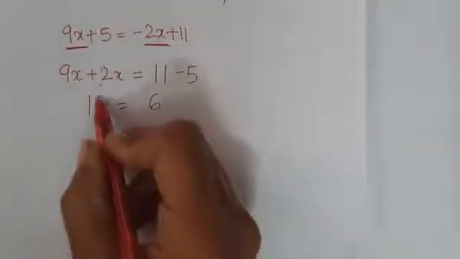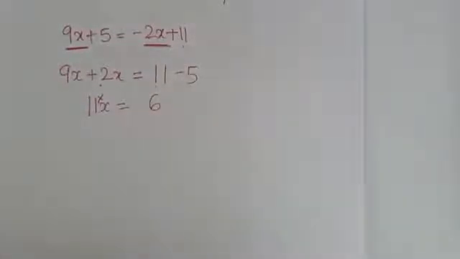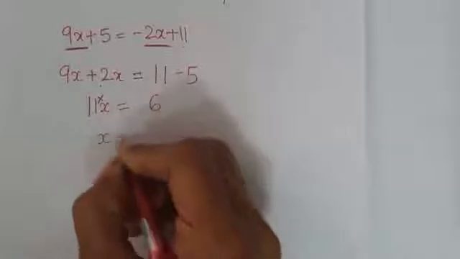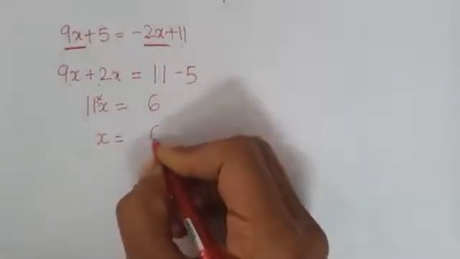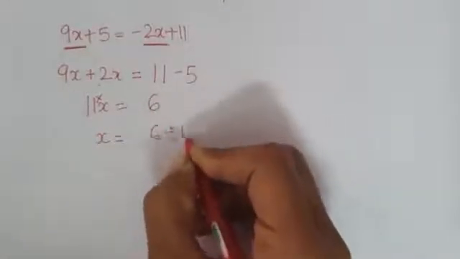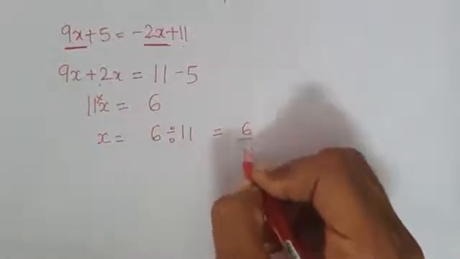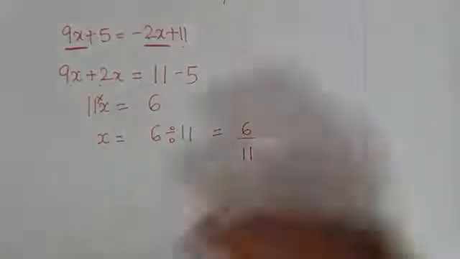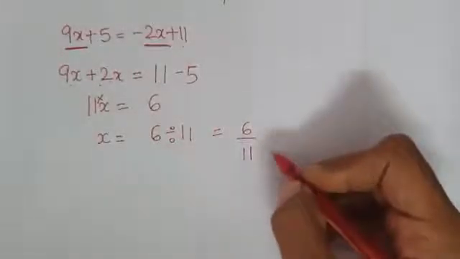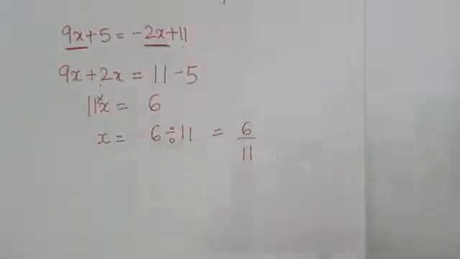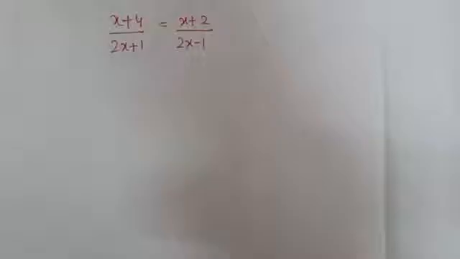Now see, 11 is getting multiplied here. So on shifting, it will get divided, or we can also write it 6 upon 11. Now cancellation is not possible, so you can leave it as such.